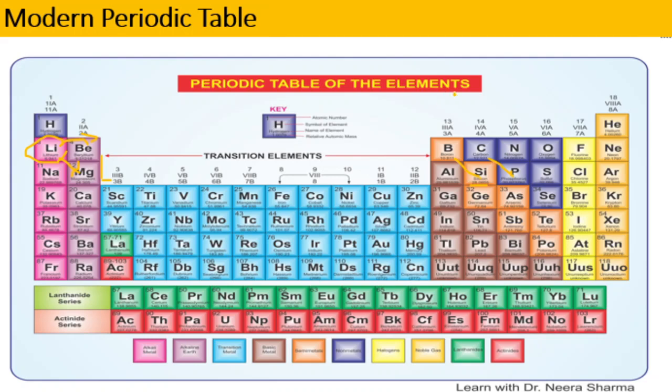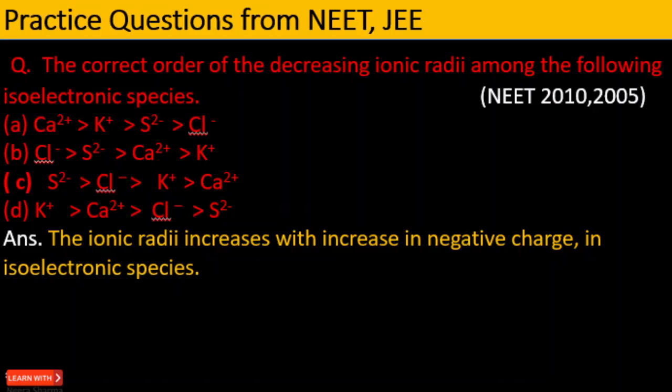Now let us look at a question based on ionic radii. The correct order of decreasing ionic radii among the following isoelectronic species is. So what is given? They are isoelectronic species, that means they have the same number of electrons. Calcium Ca2 plus has how many electrons? Calcium's atomic number is 20. We have removed 2 electrons, so 18. So all of these species have 18 electrons.